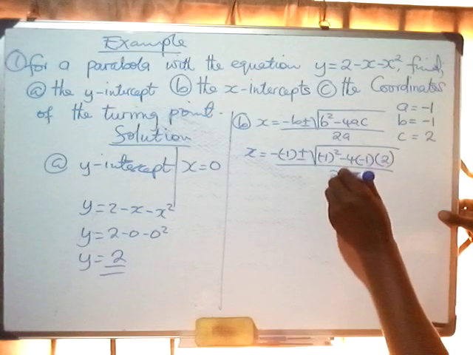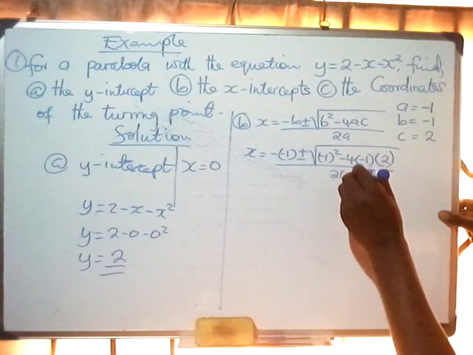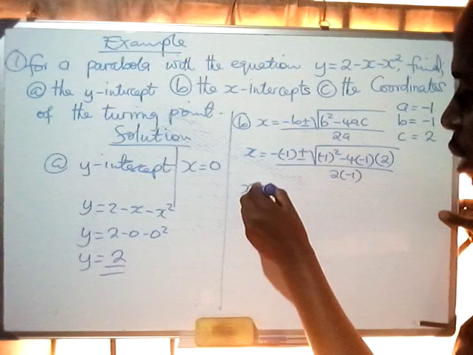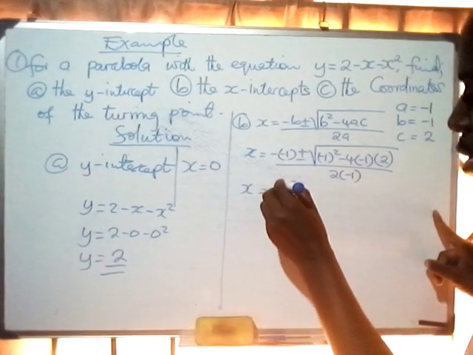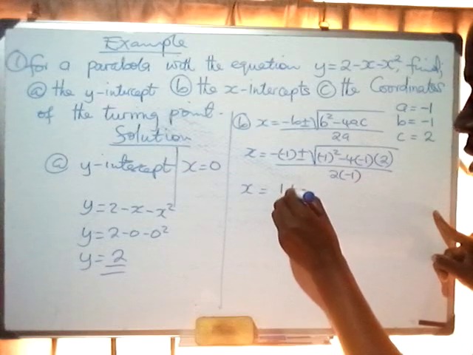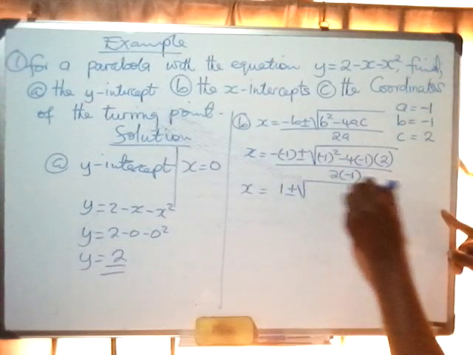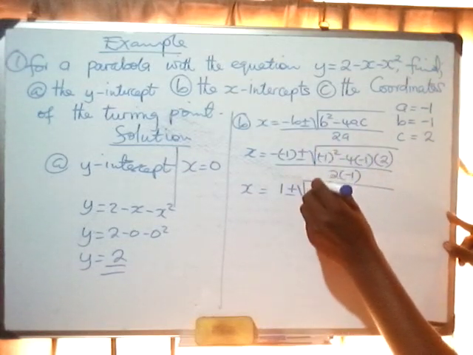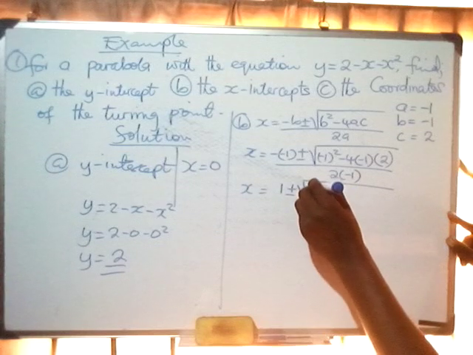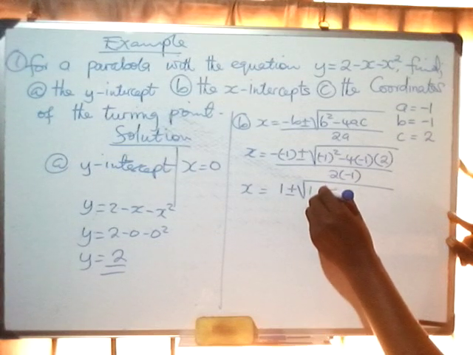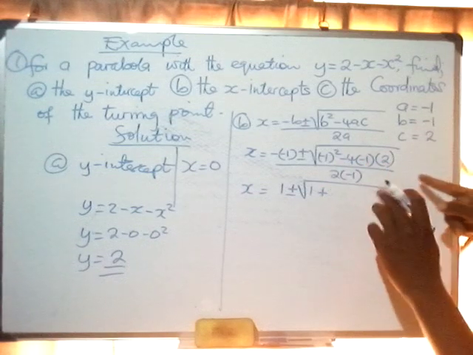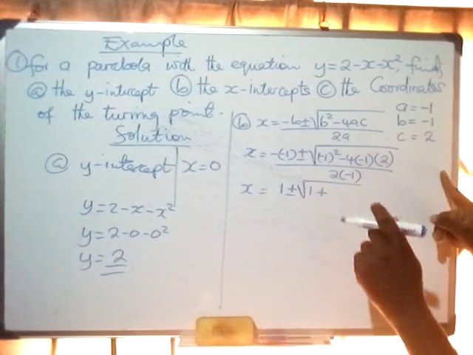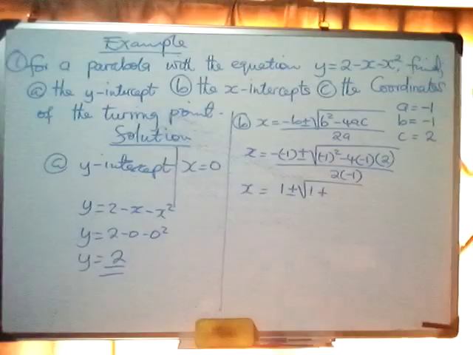Everything over 2, open bracket, we have negative 1 like this. So x is equal to negative times negative 1. We are going to have positive 1 plus or minus the root of negative 1 squared. The answer is 1. Then plus, because this is negative 4 times negative 1, it will be plus, to be positive. 4 times 1, the answer is 4.